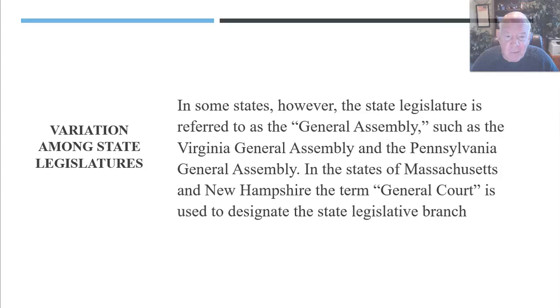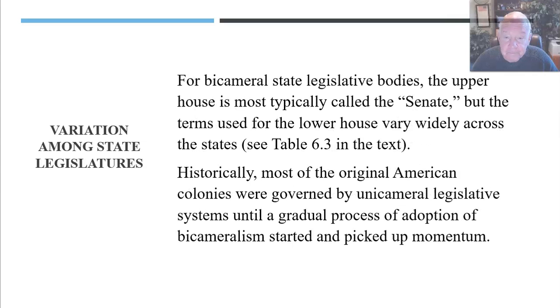In some states, however, the state legislature is referred to as the General Assembly, such as the Virginia General Assembly and the Pennsylvania General Assembly. In the states of Massachusetts and New Hampshire, the term General Court is used to designate the state legislative branch. For bicameral state legislative bodies, the upper house is most typically called the Senate, but the terms used for the lower house vary widely across the states.